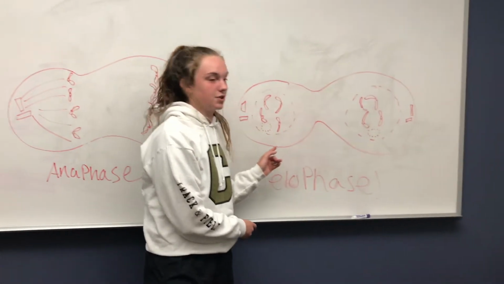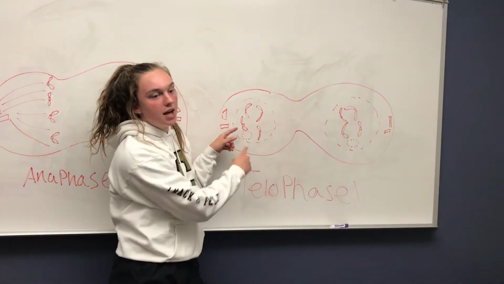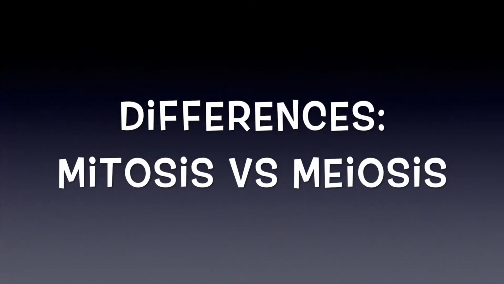Next is telophase, which is the final stage, and that is where the new nuclear membranes are formed and cytoplasm division takes place and the two daughter cells are finally formed.